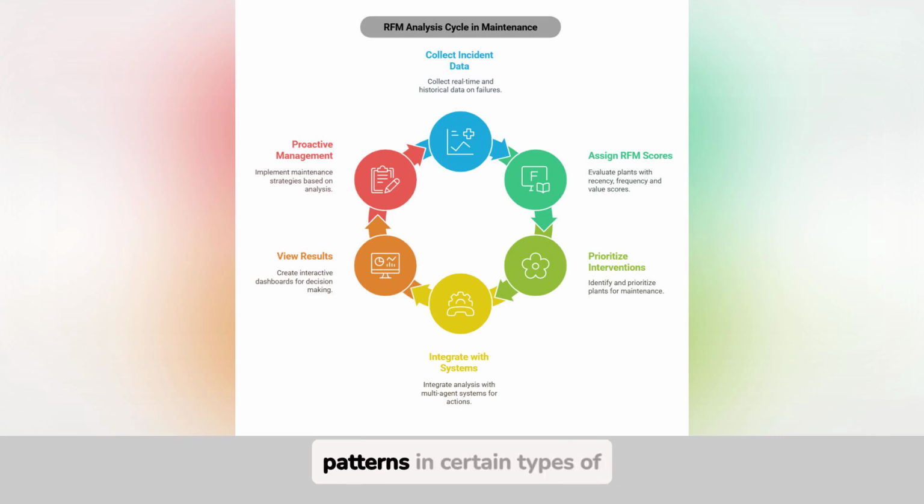We could also detect patterns in certain types of recurring breakdowns and modify maintenance protocols accordingly. That is very useful. By identifying these trends, we can act before a failure becomes a major problem. How is this analysis integrated into the multi-agent system?